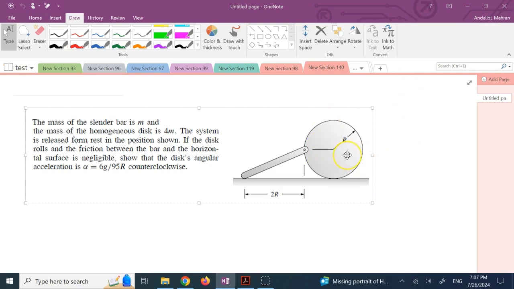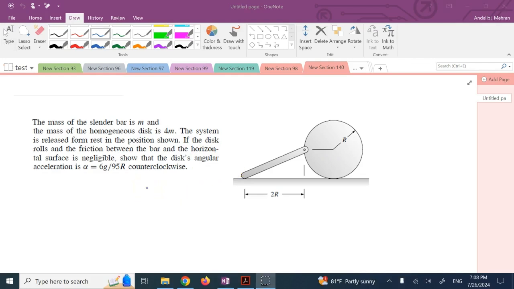Here you have a homogeneous disk with mass 4m and a slender bar with mass m. They are attached with a pin. The system is released from rest, the disk rolls without slipping, and the friction between the end of the bar and the horizontal surface, this point here, is negligible. You want to find the alpha of the disk. Show that it is 6g/95r counterclockwise if the system is released from rest.